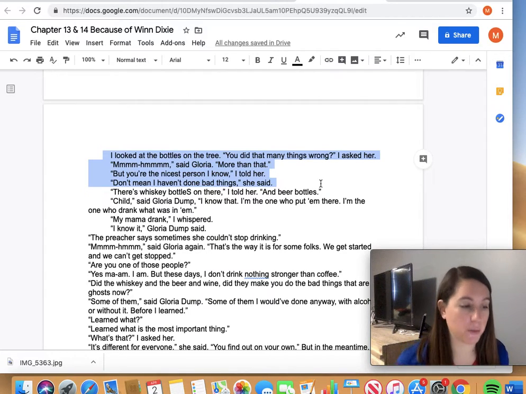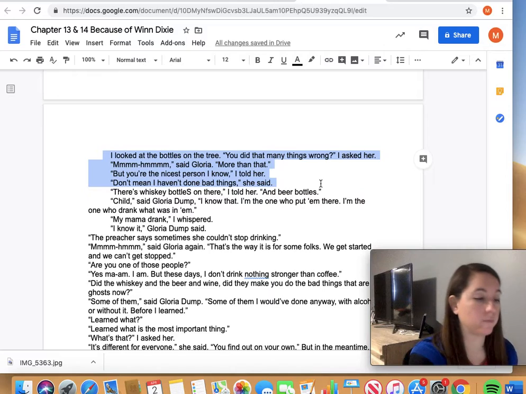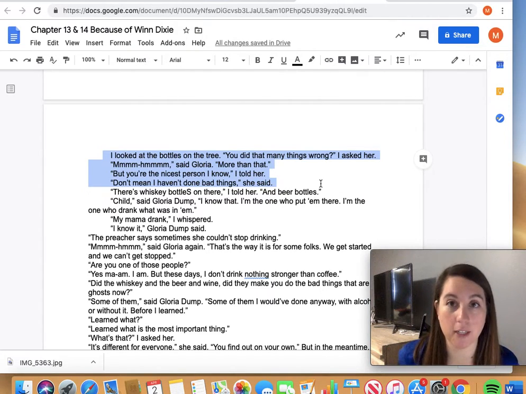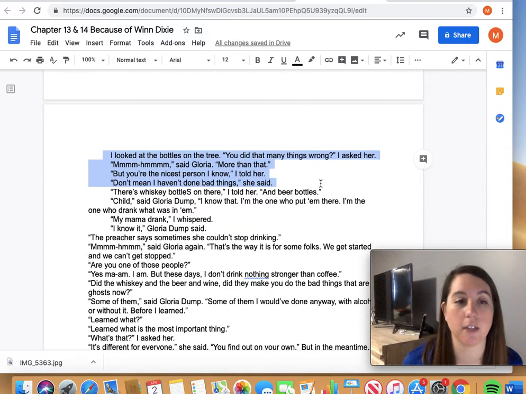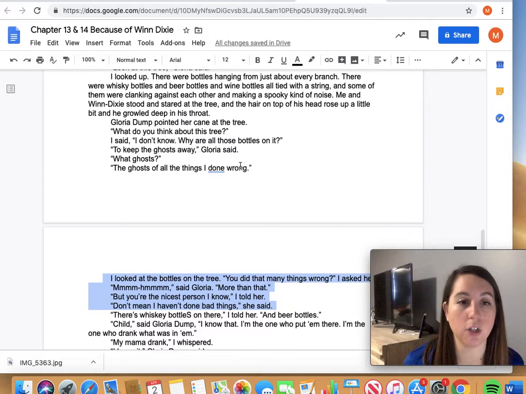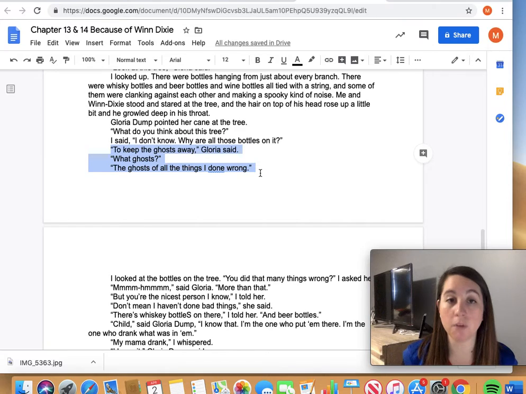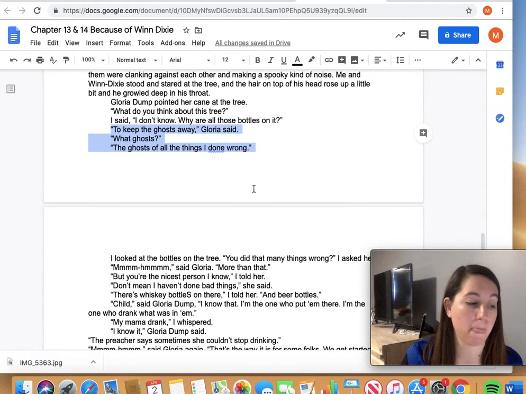So pause there for a minute. I want you to think about why Gloria has all those bottles on the tree. It's the first question I want you to think about. Why does she have all the bottles on that tree? If you look right back up here, it tells us she keeps all the bottles on the tree to keep the ghosts away of all the things she's done wrong. So she's telling Opal that she's made bad decisions and she's done things wrong as well.